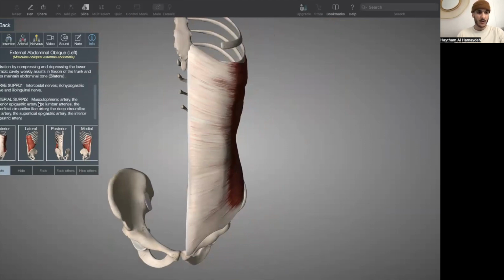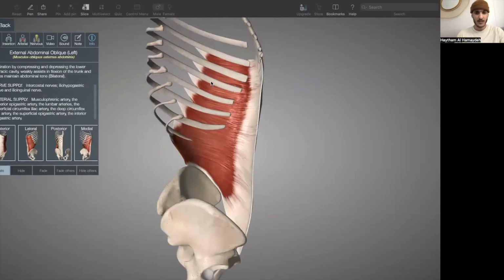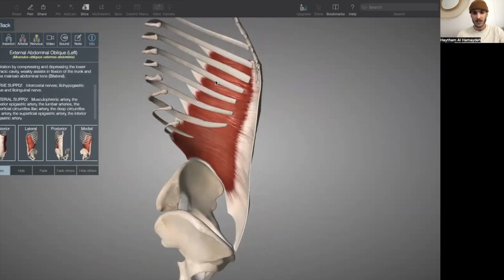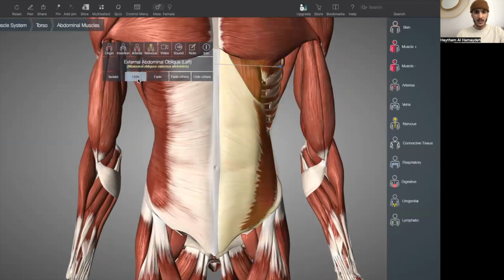You can also, if you want, the arterial supply: the musculophrenic artery. Some also the superior epigastric artery, lumbar arteries. There's much more because it's just a huge muscle. Okay, from the inside as well, that's how it is. That's the external oblique. I'm going to hide this one.